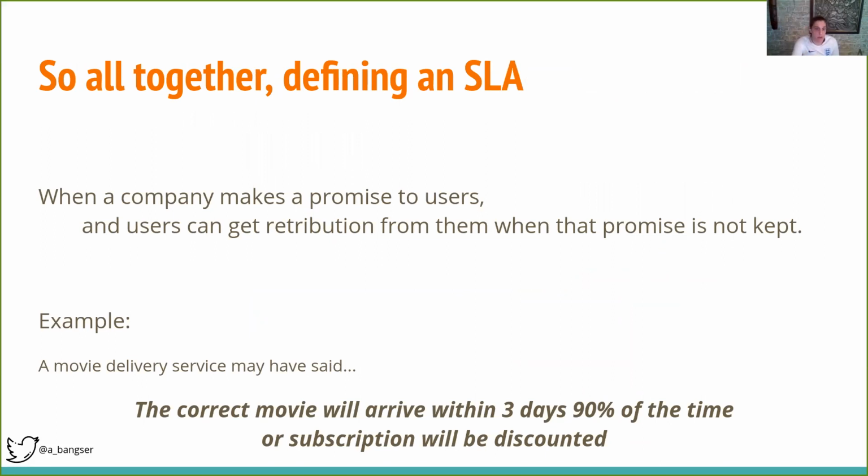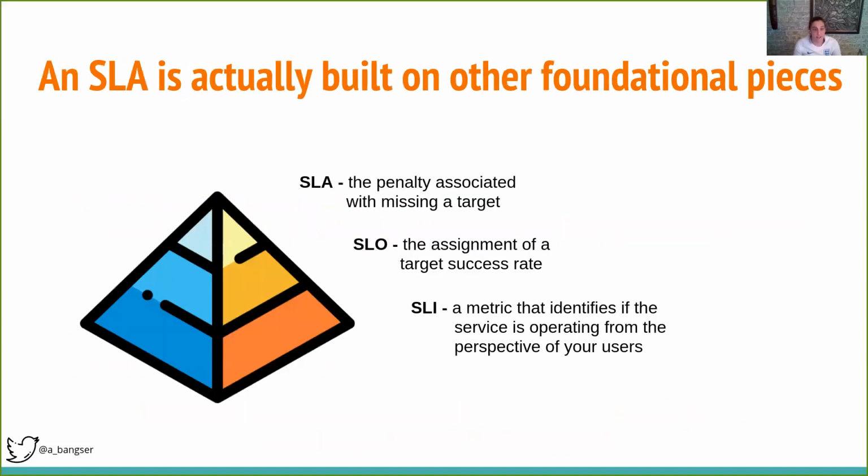So when we talk about an SLA, what we're talking about is a promise made by the company publicly to our users, and that there is explicit retribution that will be given if that promise is not kept. And so the example for a movie delivery service being that they will give a discount if they don't serve the right movie within a certain amount of time, within 3 days. The reason it took me 3, 4, 5 slides to explain an SLA is because there's actually a lot of complexity around SLAs. They're actually built on many other little pieces, and they're really just the tip of that iceberg.